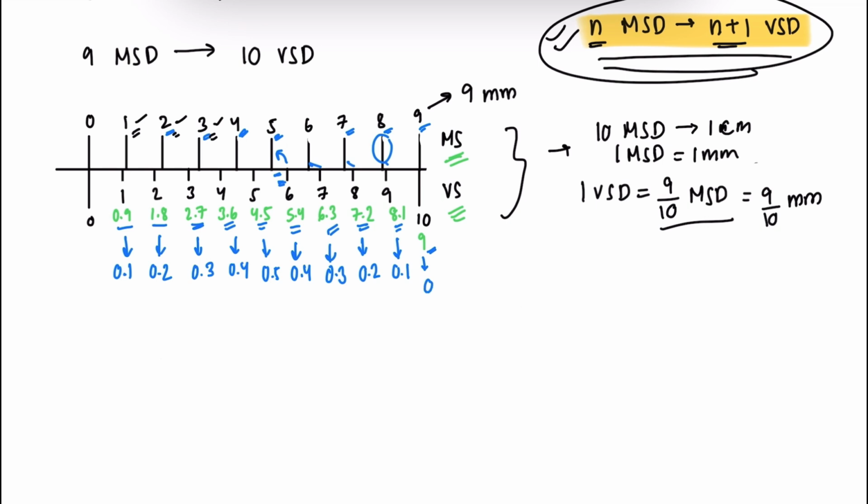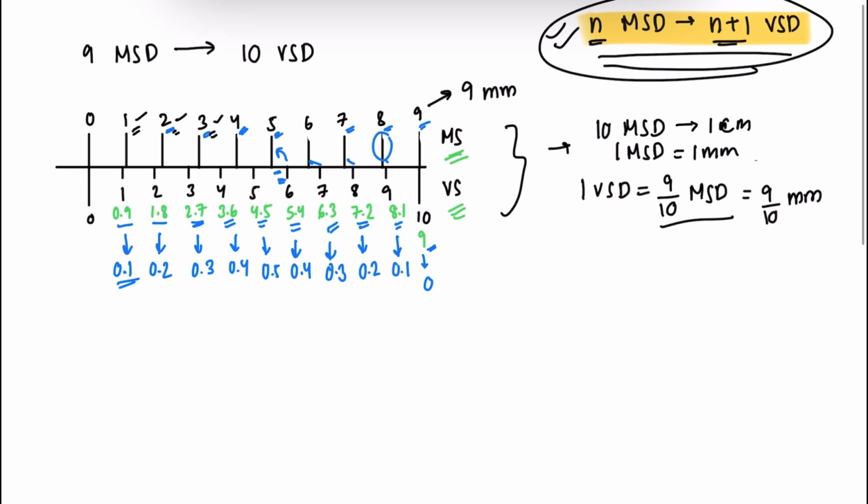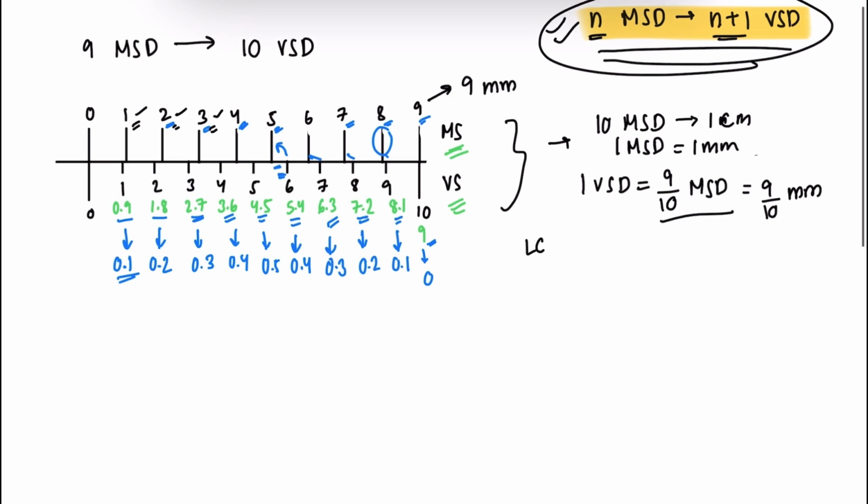So the least distance between a main scale division and a vernier scale division, other than 0, is 0.1 millimeters. And hence, the least count here is 0.1 millimeters, or 0.01 centimeters. So that's how we got the least count in this case, by drawing it out.